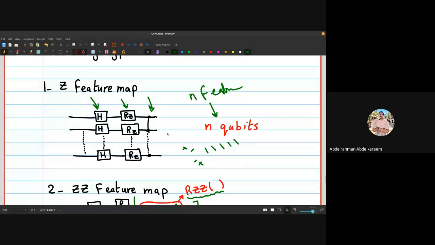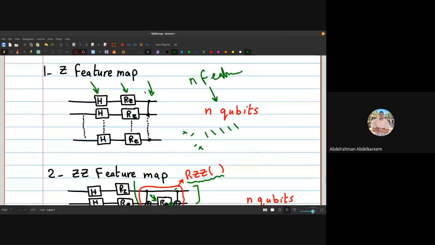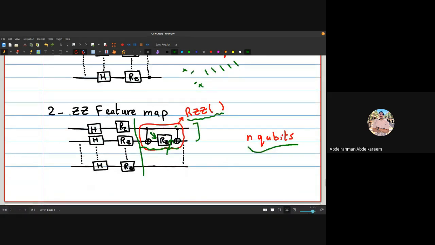So this is a simpler approach. It leverages the superposition and phases to encode the data, but it's good for our NISQ era. The circuit is not that deep, and it doesn't use that many 2 qubit gates, so the error rate won't be that high. The ZZ feature map is more complex. It captures the relations between the features itself by leveraging the entanglement.